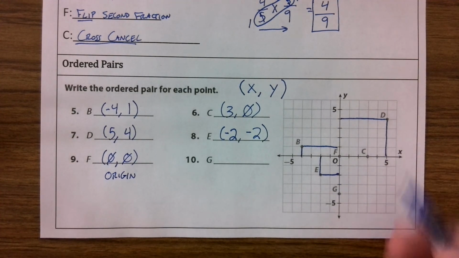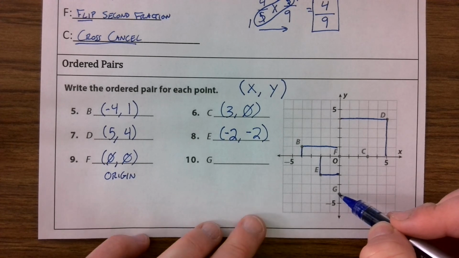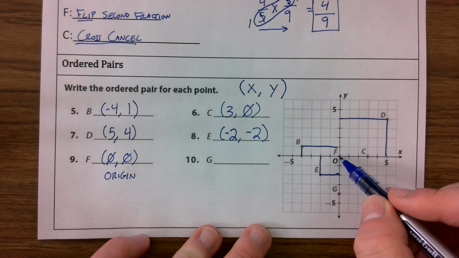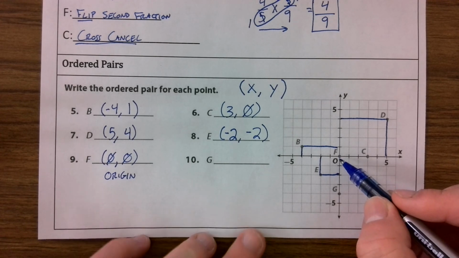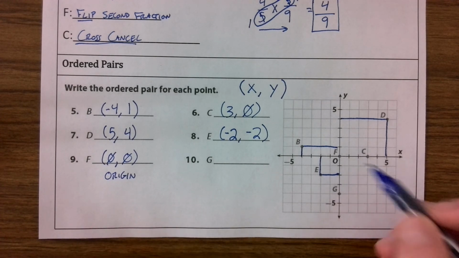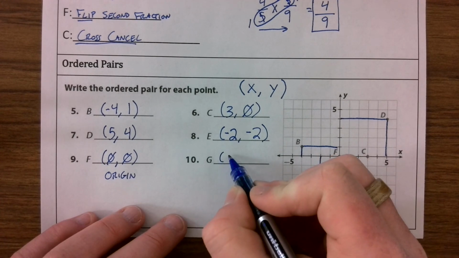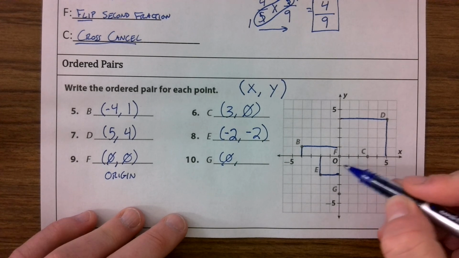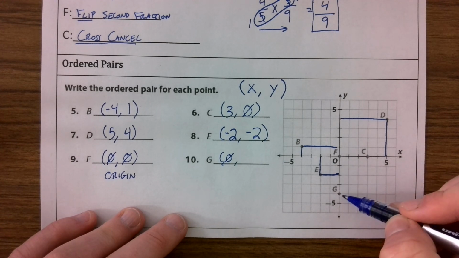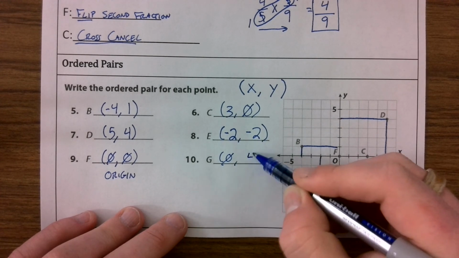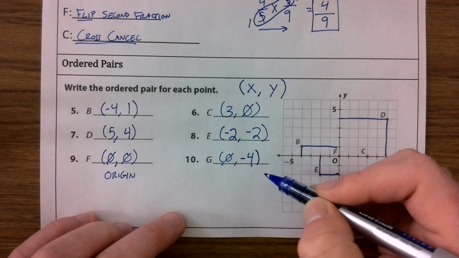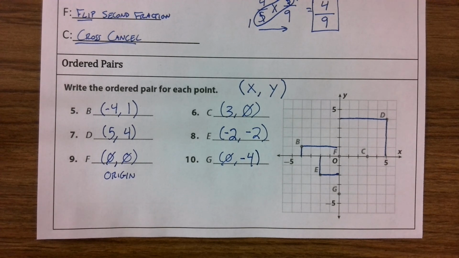All right, lastly we have G. G is down here. On our x-axis, if we follow G all the way up, we end up at the origin, which is 0. We're not moving left or right to get to G. We are, however, moving down 1, 2, 3, 4 spaces. So 4 tells us how far we're going, and the negative tells us we're moving down. All right, go ahead and move on to 4.1.